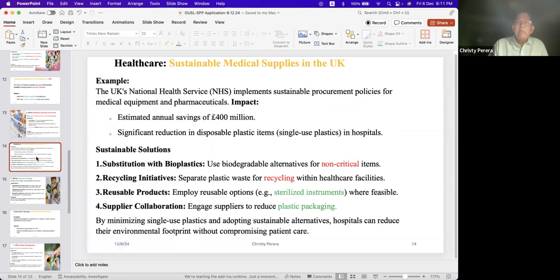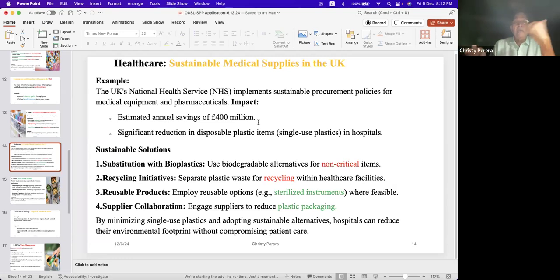There, I will explain a little bit more because it's a very important thing. Healthcare, sustainable medical supplies in the UK. The UK's National Health Service, NHS, implements sustainable procurement policies for medical equipment and pharmaceuticals. The impact is estimated annual savings of 400 million pounds. 400 million pounds, you just imagine.